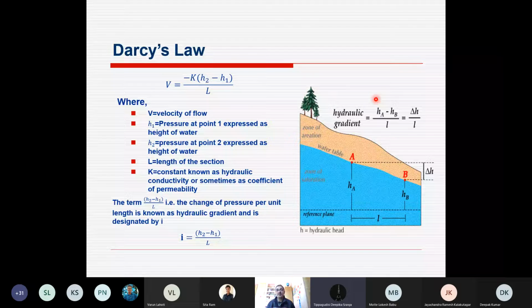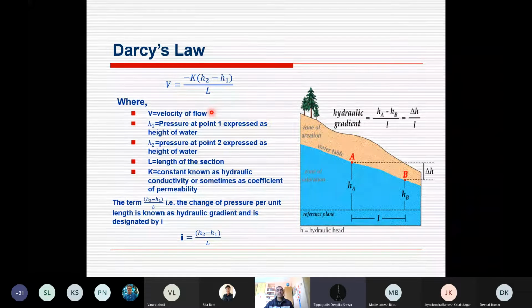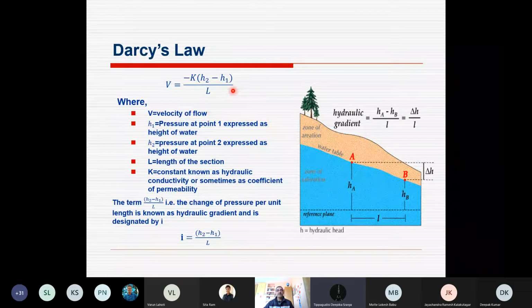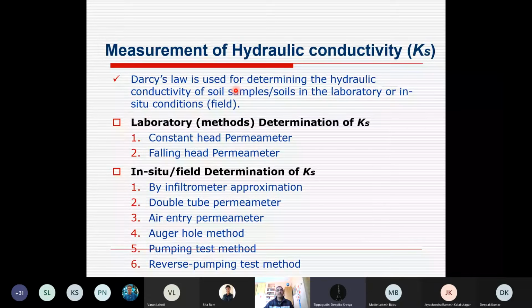If we know the hydraulic conductivity K, we can find out the velocity of flow, we can find out the discharge that has been taken place in the soil after its saturation. So this is our target, how to measure the hydraulic conductivity. So Darcy's law, that is the sole support for us. So Darcy's law is used for determining the hydraulic conductivity of soil samples or soils in the laboratory.